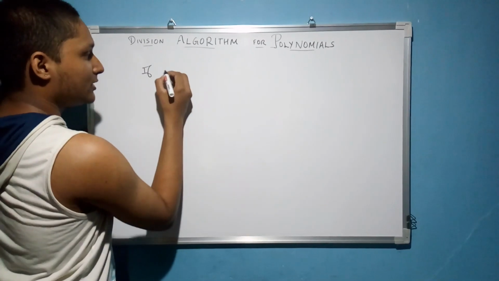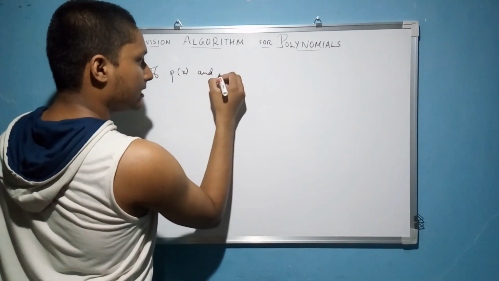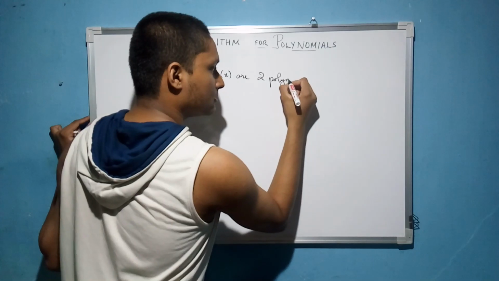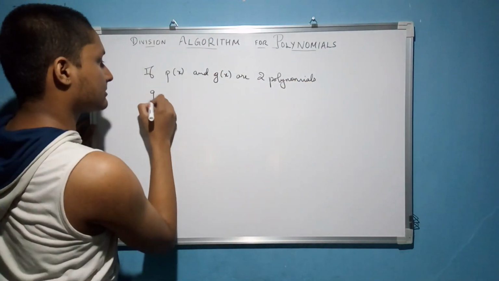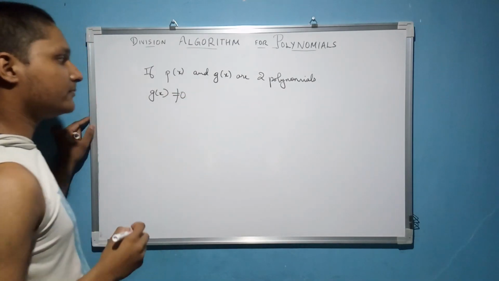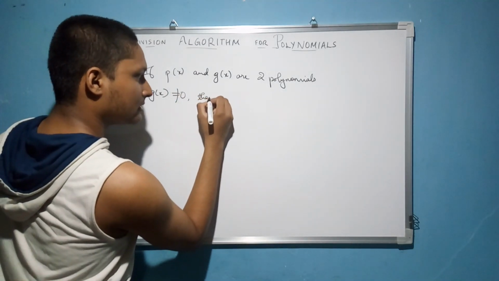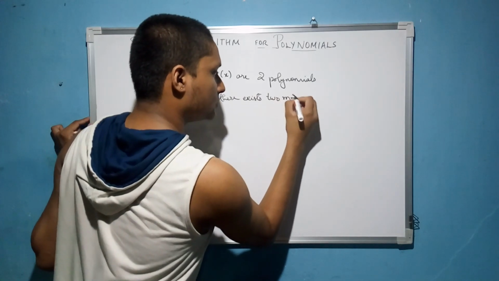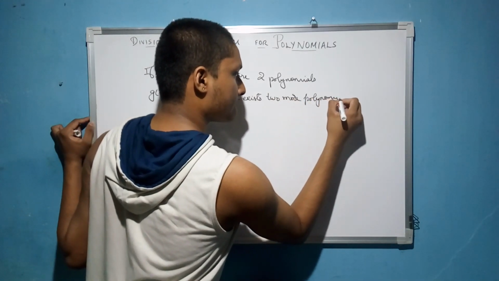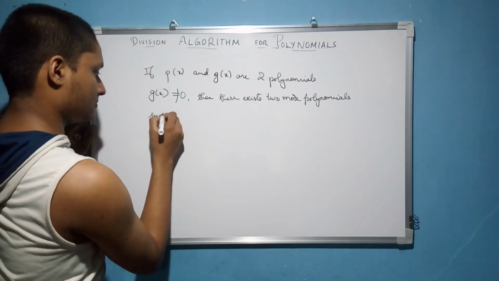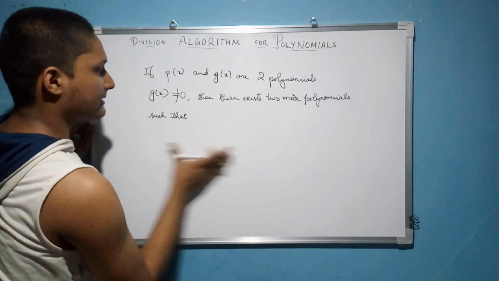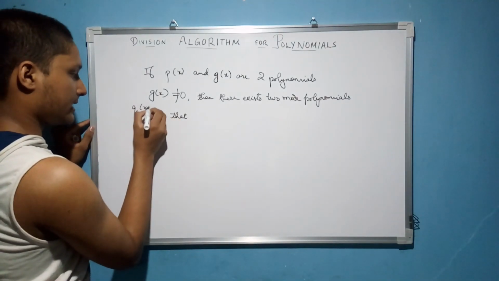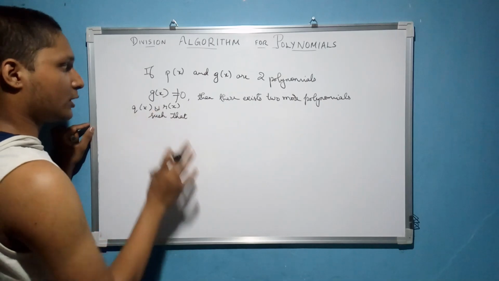If you have two polynomials, say p of x and g of x, such that g of x is not equal to 0, then there exist two more polynomials such that there is a relation. Let me name those two polynomials q of x and r of x.